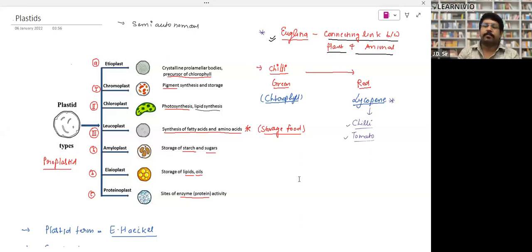They provide color to flowers, fruits, and colored leaves.